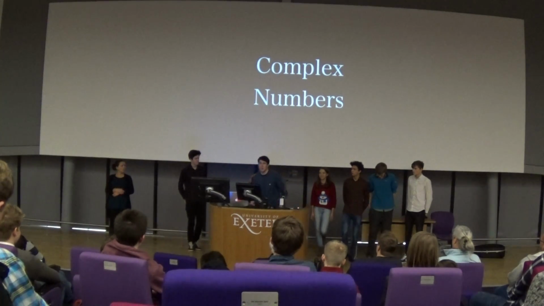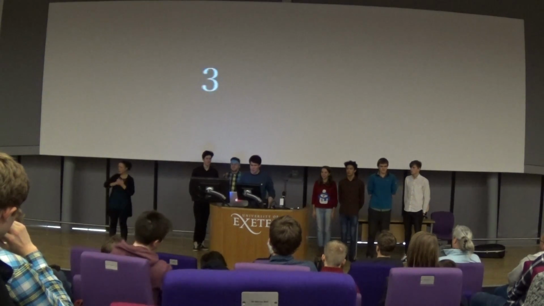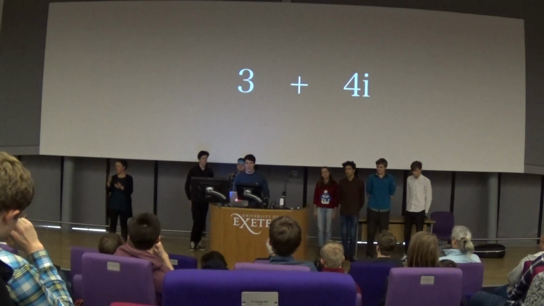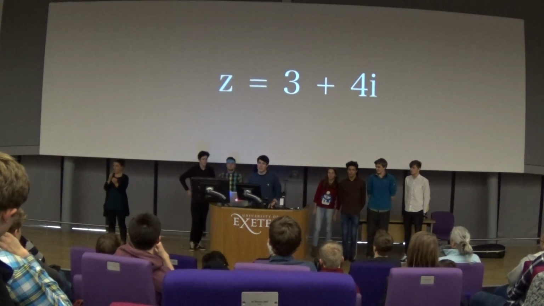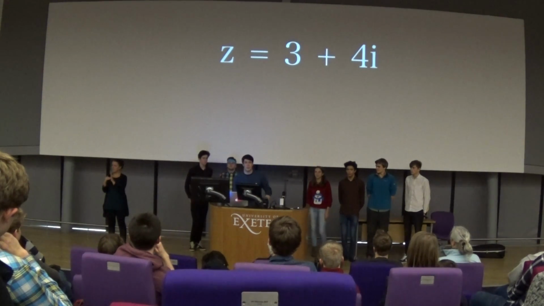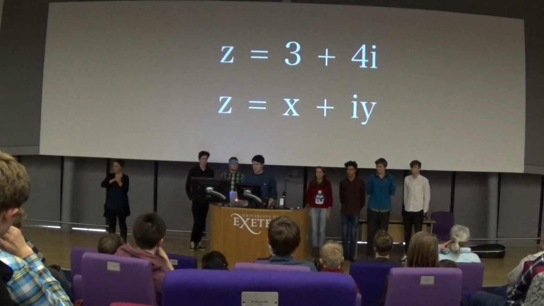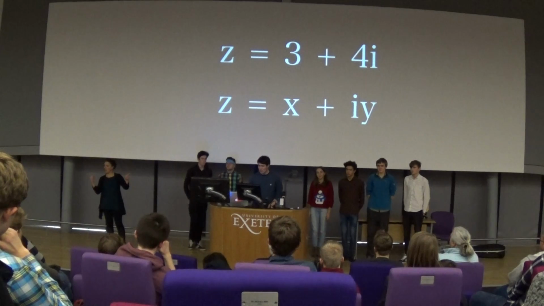So complex numbers are what we get when we mix these imaginary numbers with our real numbers. So if we took a real number and an imaginary number, and then we decided to add them together, we'd get a complex number, which we represent with the letter Z. This is called the Cartesian form of representing complex numbers, and in general we say that Z equals x plus iy, where x is our real part and iy is our imaginary part.